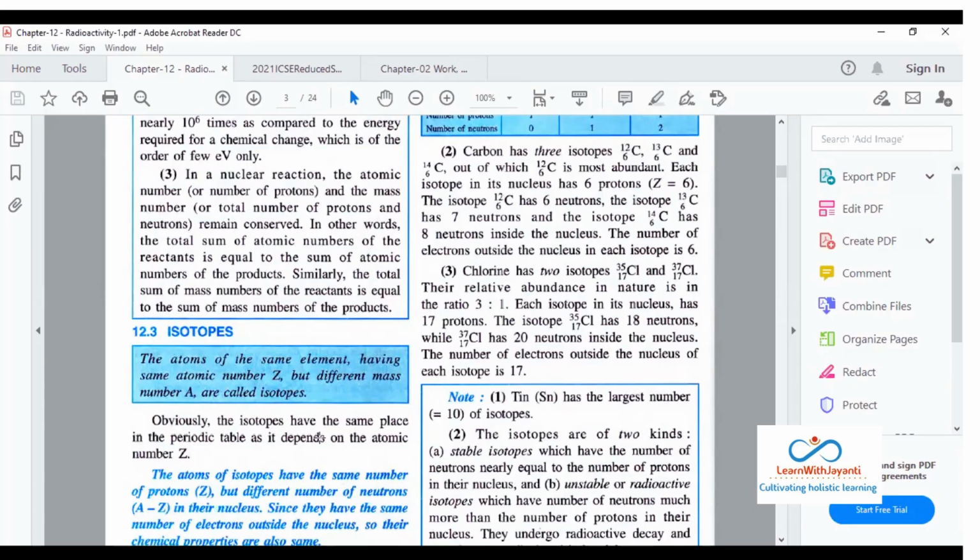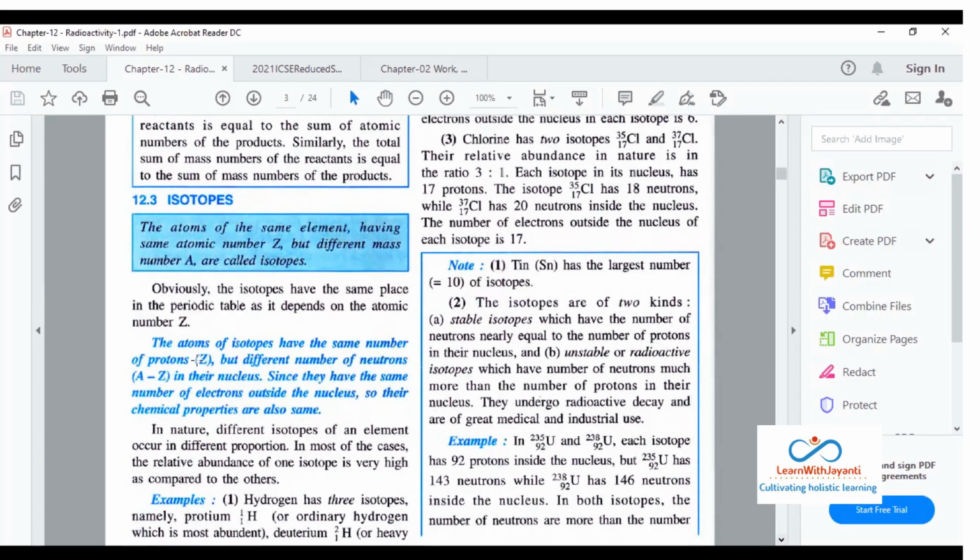So isotopes do not have a separate place in the periodic table because it is the same element, है ना? So they are not having a separate place. Same atomic number, मतलब the number of protons is the same, but different number of neutrons, मतलब A minus Z, in the nucleus. Since they have the same number of electrons outside the nucleus, their chemical properties are also the same. Why? Because they have the same number of electrons.